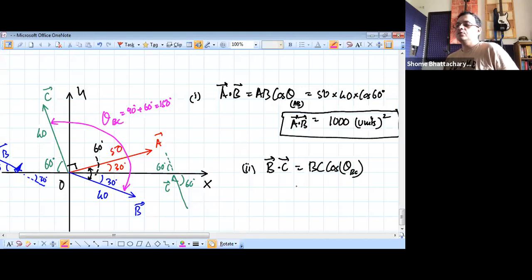So B's magnitude is 40, C's magnitude is also 40, but the angle between them is 150 degrees. So that will be 40 into 40 into minus root 3 by 2. So how much will it be? Minus 800 root 3 units squared. That will be B dot C.